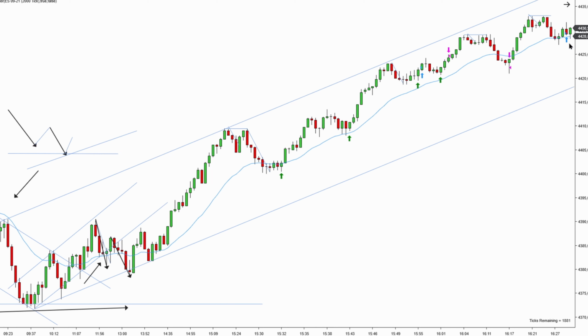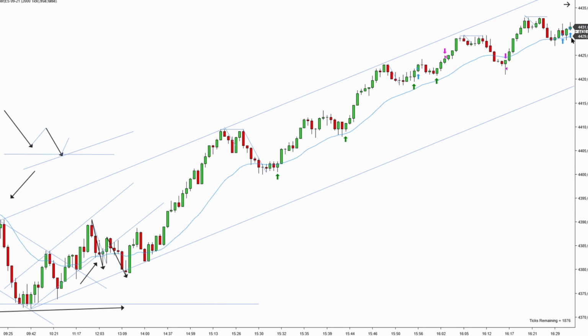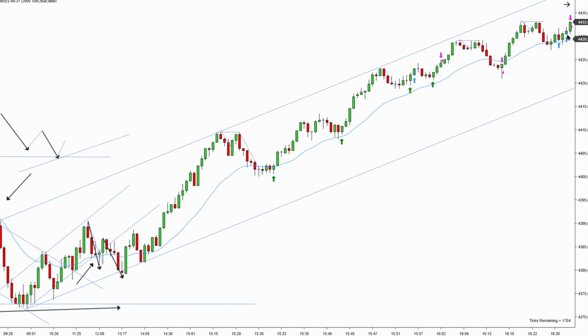First entry long, pullback, second entry long, higher low setup. The EMA is holding prices, and this is where I add on. You guys can see my marker here. This is where I added on. First entry long, second entry long, very similar, this pattern to this and to this. Here we have the add-on situation possible too. This is where I added on. This is where I scalped out.